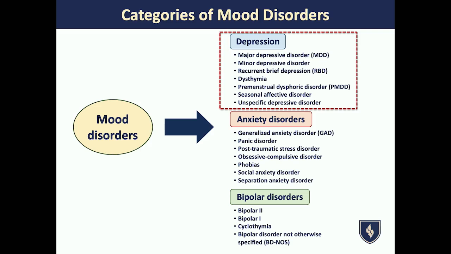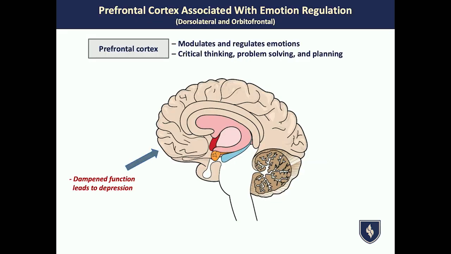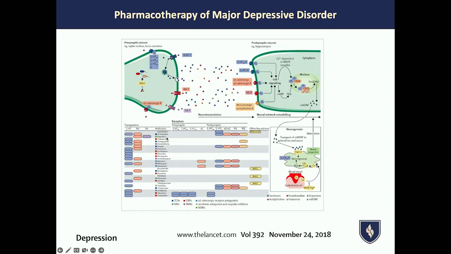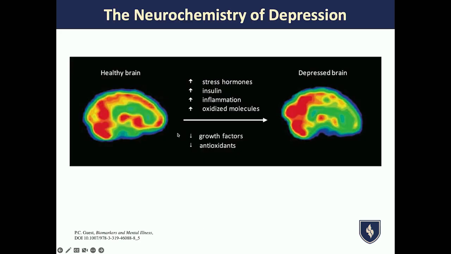So for example, when you look at depression, if you really look at the neurology behind it, which we'll do more in the next presentation, the prefrontal cortex regulates emotions, critical thinking, problem solving, and planning. So dampened function here is really the main issue. And when you look at the pharmacotherapy of major depressive disorders, their main focus is looking at neurotransmitters, which is only a very small part of the big picture. Contemporary literature on depression shows that when we look at a healthy brain versus a depressed brain, people who have depressed brains have higher stress hormones, higher insulin, higher degrees of inflammation, higher degrees of oxidized molecules, less growth factors, less antioxidants, less plasticity.